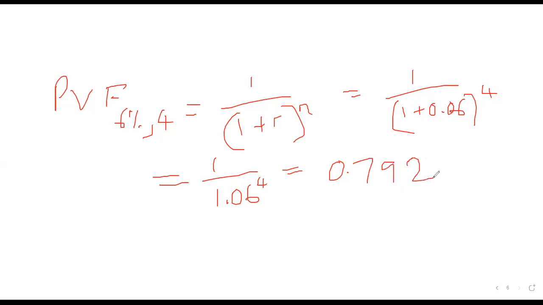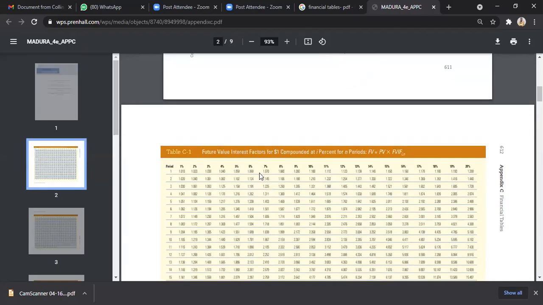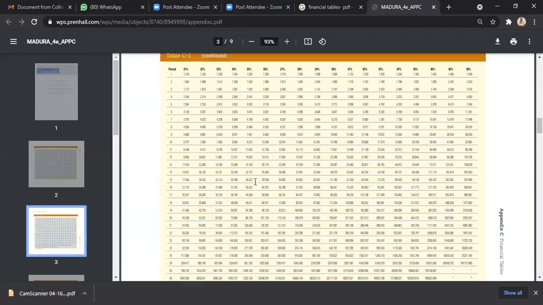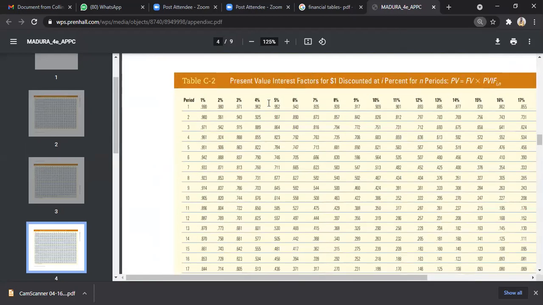Okay, so this is a present value factor. Sometimes you could choose to go into the table here, look for the present value. This is future value, you skip it. You go to present value factor. What percentage was it? It was 6% under 4 years. So you have 0.79. So this is exactly what we found here.